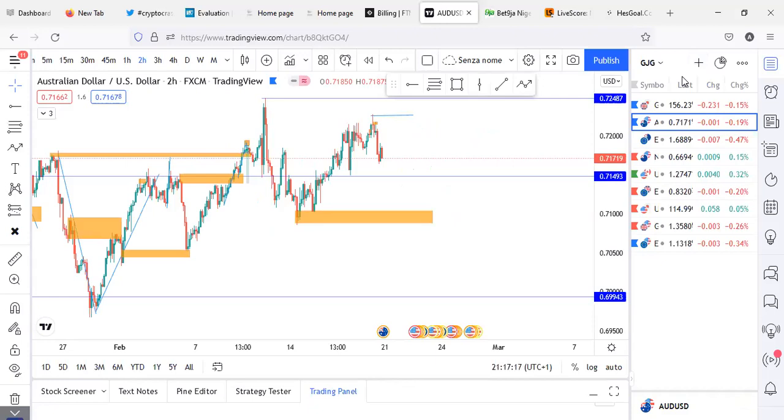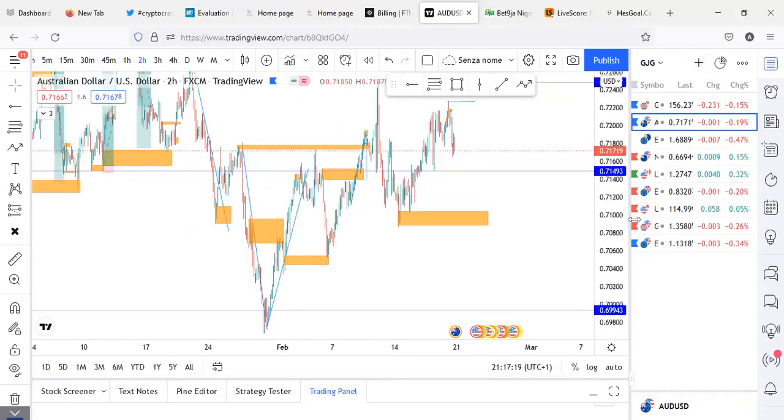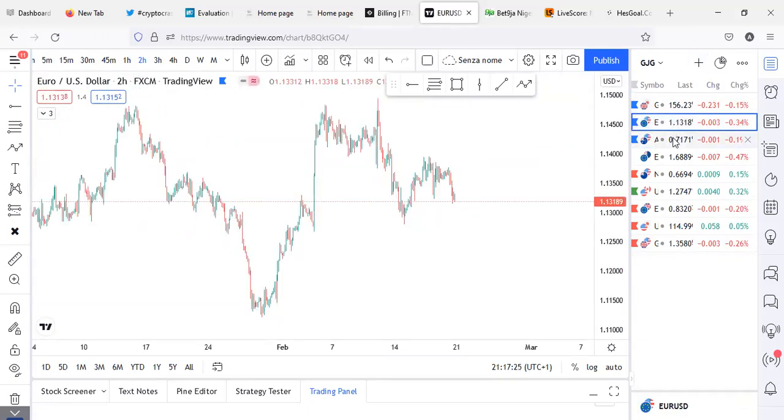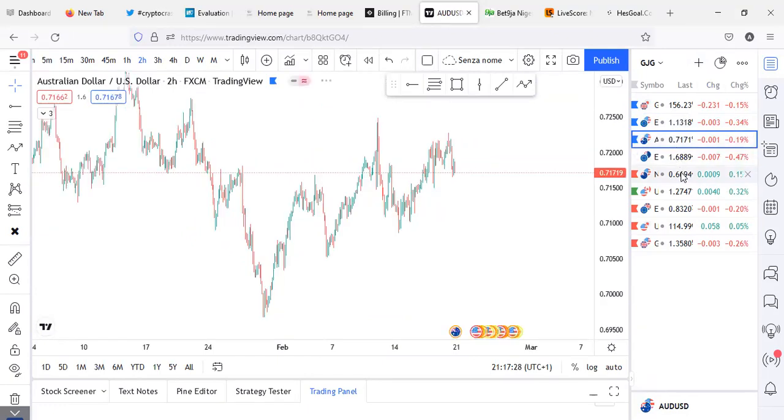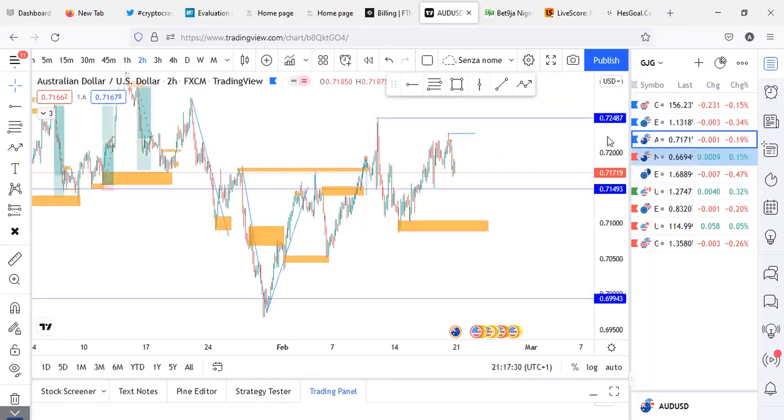So let's continue. I'll use EURUSD to analyze this one, because EURUSD, AUDUSD, and NZDUSD, to me, even though there are three pairs, there is just one. I just focus on one.